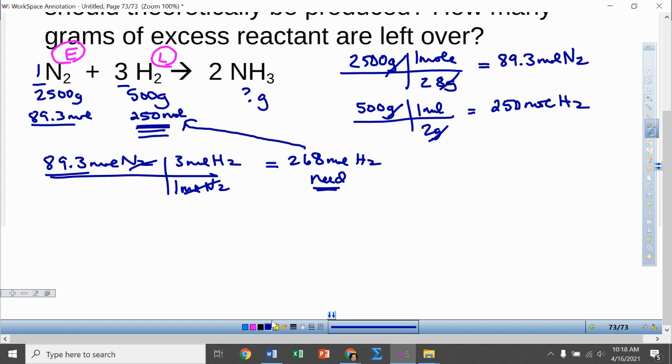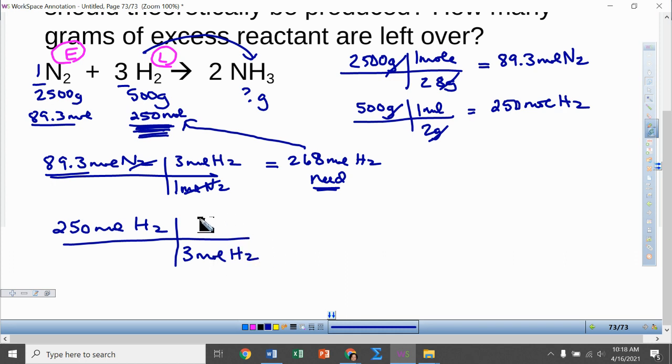Okay, once you do that, make sure that you take what you have of your limiting. Don't use 268, you don't have it, okay? You have 250. So 250 moles of hydrogen, and that's what I'm going to use to find the product, okay? According to the balanced equation, our recipe, 3 moles of hydrogen is going to make 2 moles of NH3. So I'm going to go 250 times 2 divided by 3, and I have 167 moles of NH3.